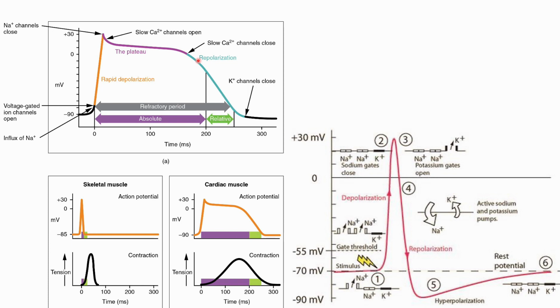So when this happens, what's happening? Now we've got potassium efflux, right? We have a lot of potassium leaving, and this brings the membrane potential back to its resting voltage.